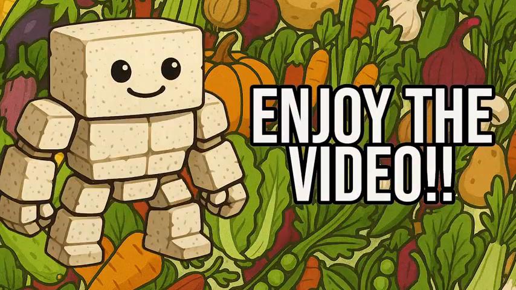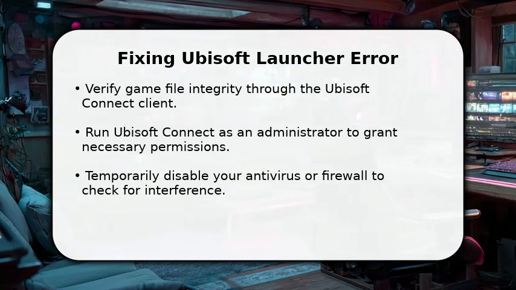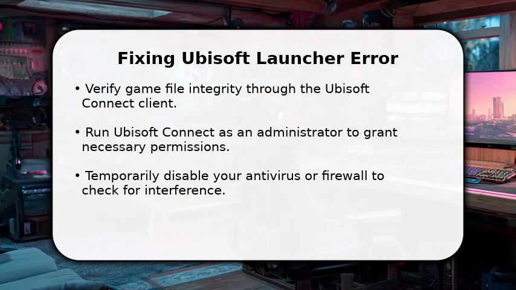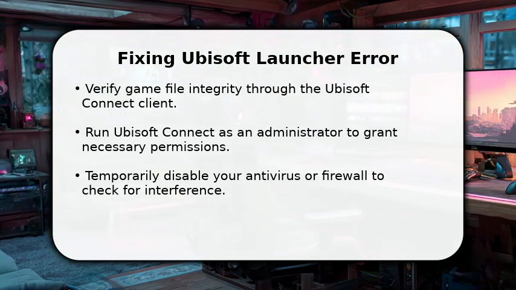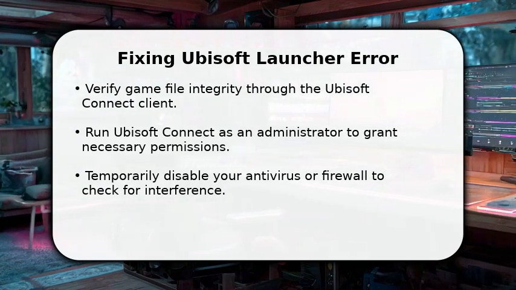Please enjoy the video. In this video, I will explain how to fix the Ubisoft Game Launcher error code 2 for Splinter Cell Conviction. First, verify your game file integrity through the Ubisoft Connect client. This ensures no corrupted files are present.